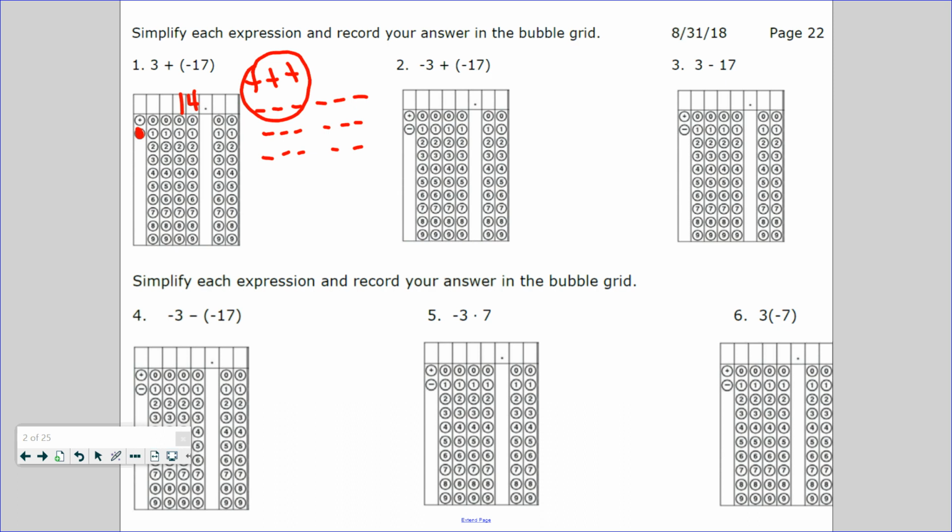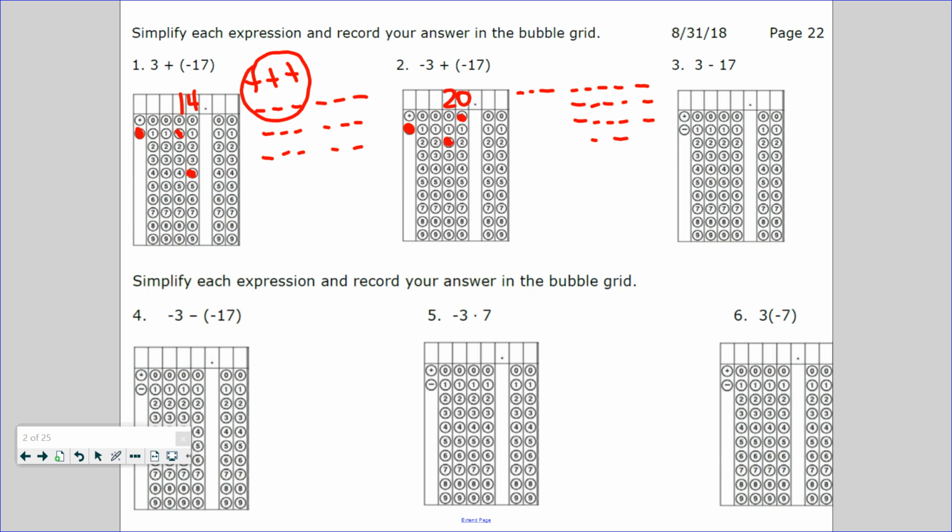Or I could mentally in my head ask, do I have more positives or more negatives? More negative by 14. Next one, I have 3 negatives. I combine it with 17 negatives. Will there be any 0 pairs here? No. So we have a total of 20 negatives, negative 20.